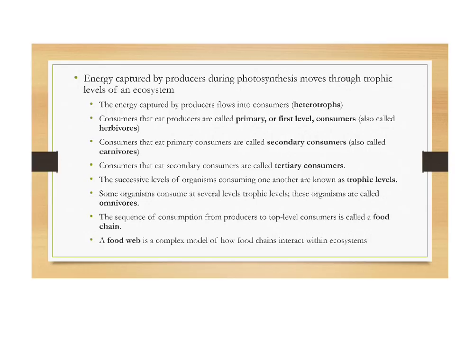The sequence of consumption from producers to top level consumers is called a food chain. A food web is a complex model of how these food chains interact within ecosystems. And we'll be building some food chains and seeing how they interact within ecosystems as we go on through this.